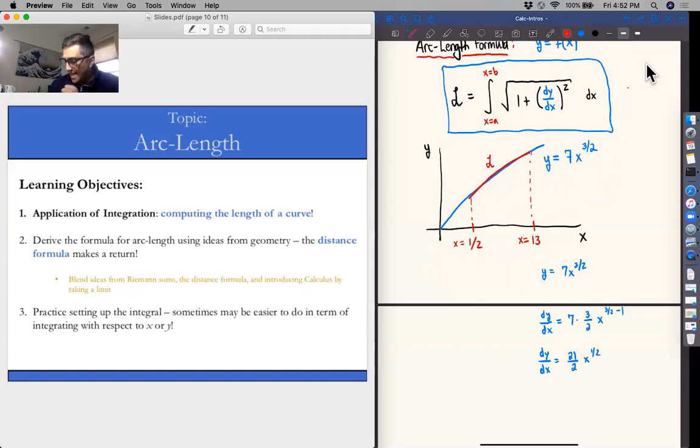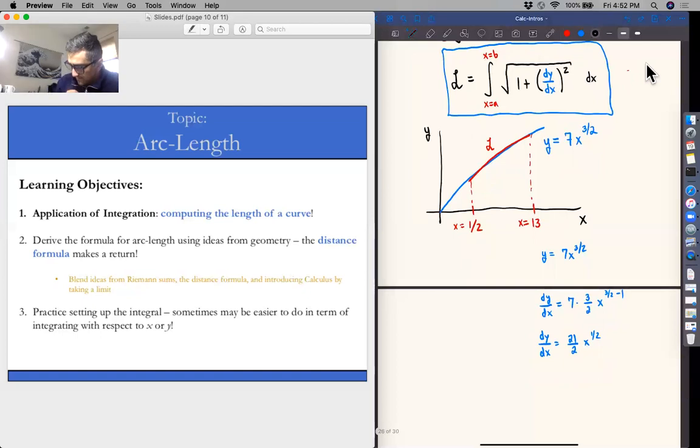So now that we have that derivative, we can go back and plug it into our formula. Let's start plugging some stuff in. Our formula for arc length has the lower bound, which in this case we said was 1/2, and the upper bound, which we said was 13. We take the square root of 1 plus the derivative that we found, squared. So we have 21 over 2 times x to the 1/2.